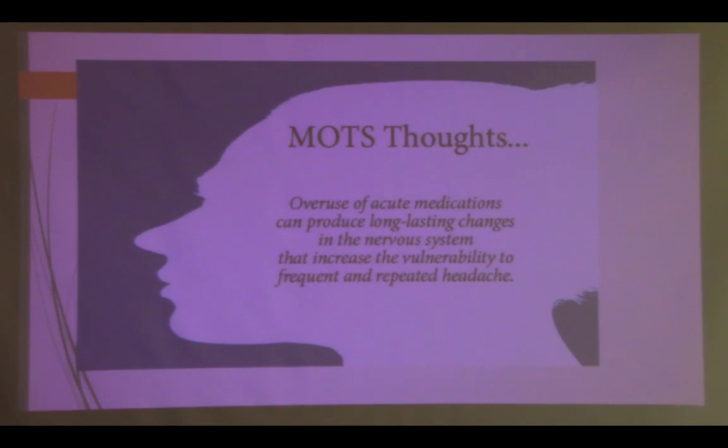So why is it important to understand what medication overuse headache is? Unfortunately, even though for some patients medications to abort headaches have been really useful, oftentimes it's difficult for patients to see the long-term physiological effects of overusing their medications. Overuse of acute medications can produce long-lasting changes in the nervous system that increase vulnerability to frequent and repeated headache. So things like rebound headaches are something that most migraine patients experience when they overuse their medications.